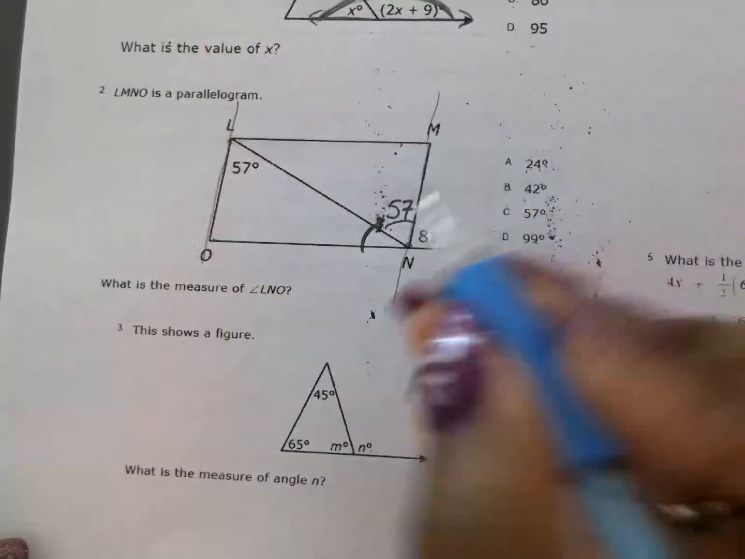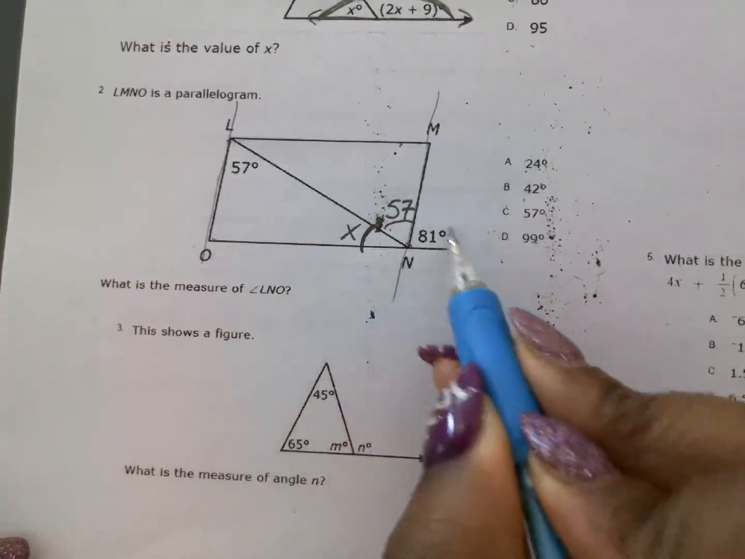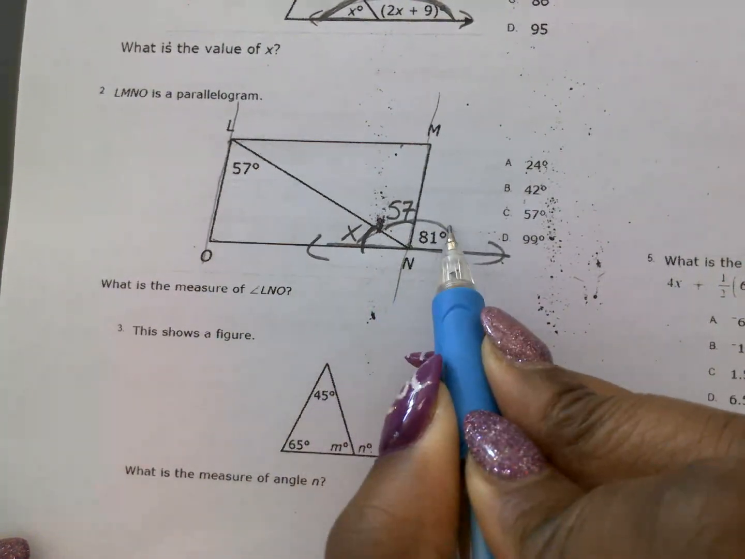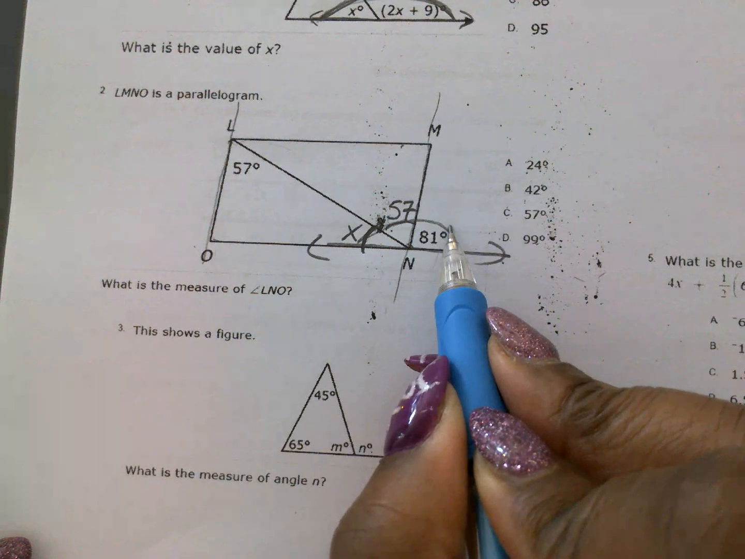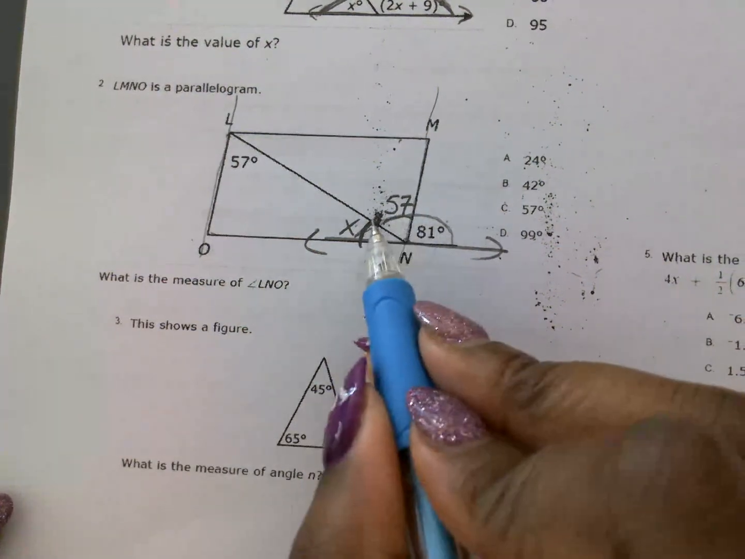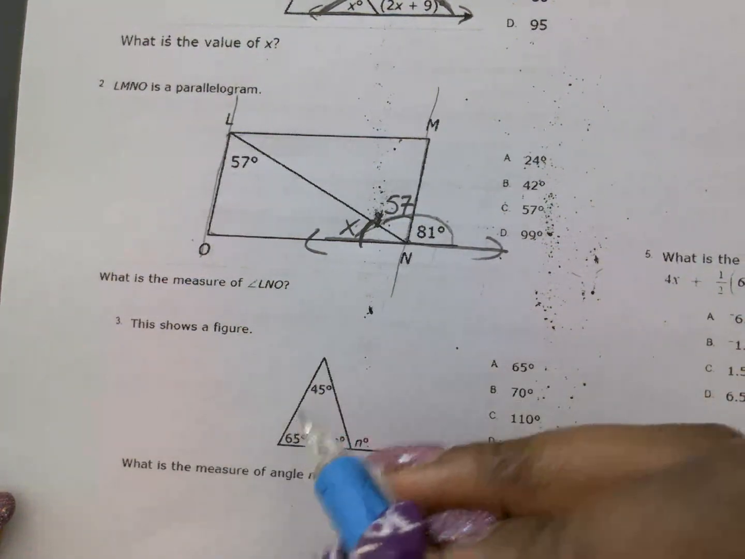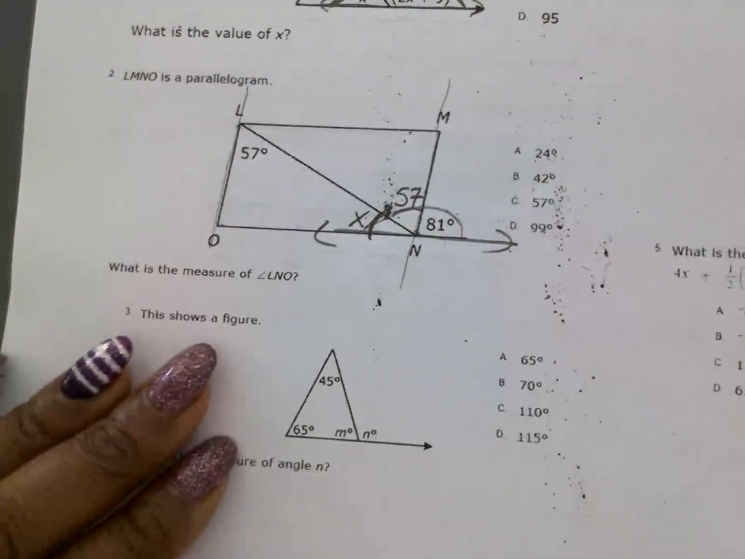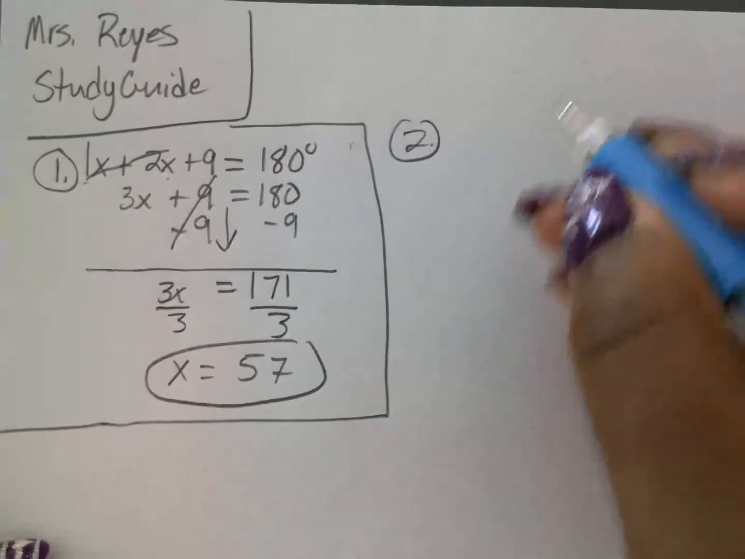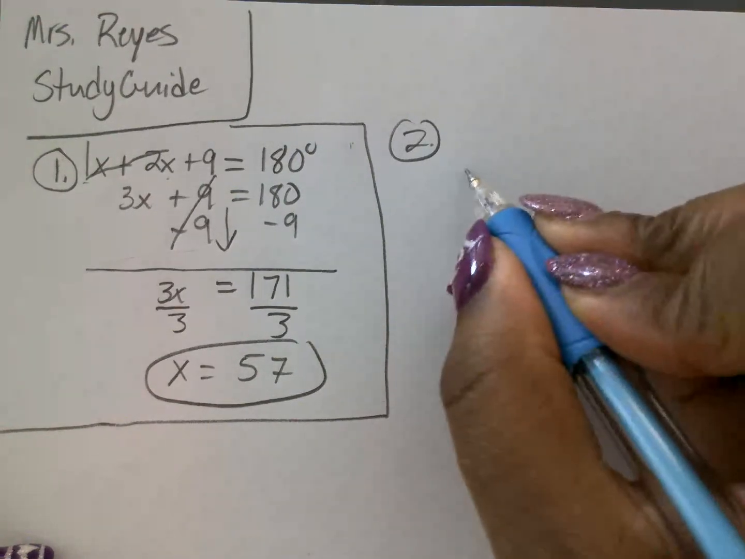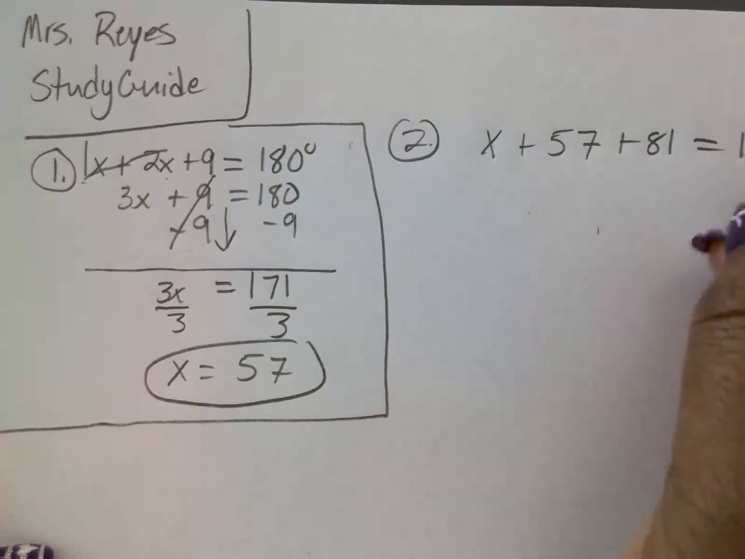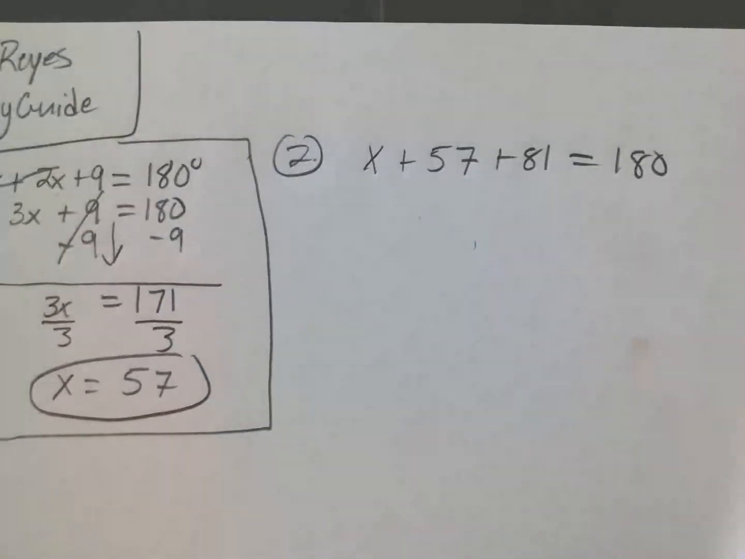So now what I also know to find this one is that all three of these angles form a straight line. So that means this angle plus this angle plus this angle add up to 180 degrees. So I can add all three angles together and set it equal to 180, or I can add these two together and subtract it from 180, see what's left. So I'm going to do that part, okay? I'm going to add all three angles together. X plus 57 plus 81 and set it equal to 180. That's what I'm going to do, okay?